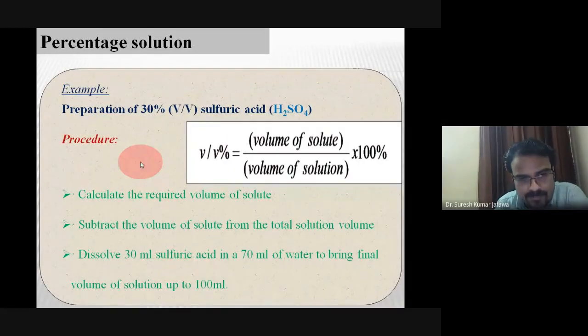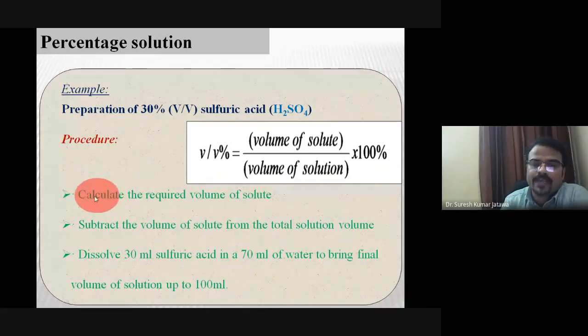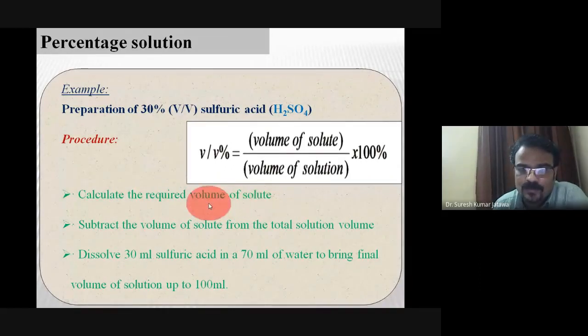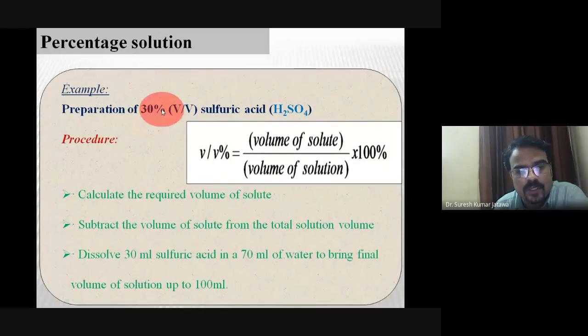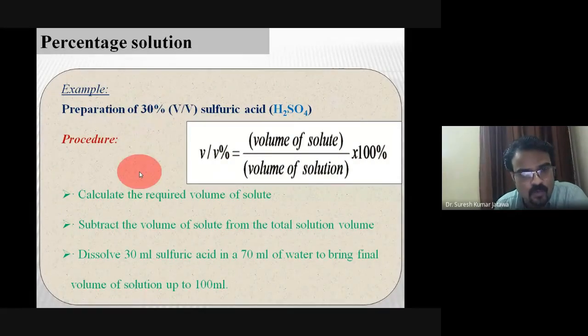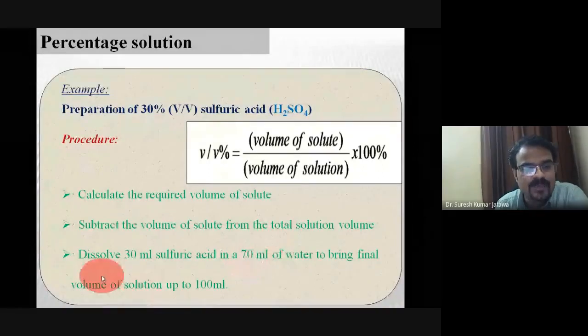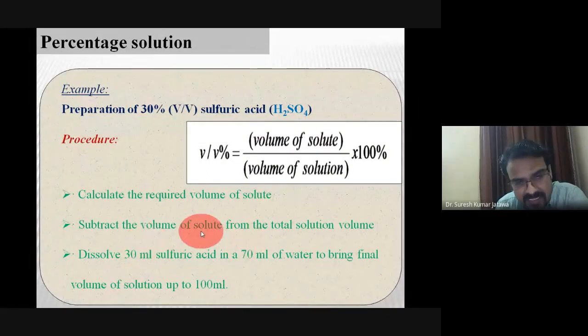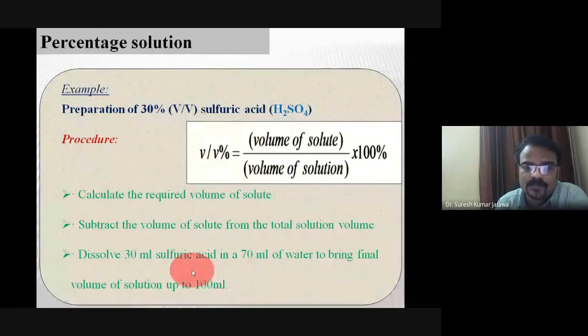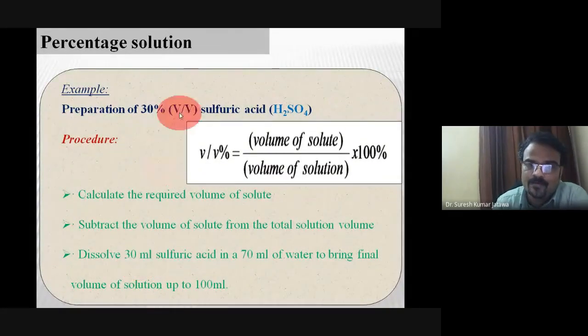Here I have described it in detail. First you calculate the required volume of the solute. You require 30% volume by volume. When you calculate it, it comes to 30 ml. When you subtract 30 ml from 100, total percent 100, it comes to 70 ml. So 70 ml is your solvent, 30 ml is your solute. When you dissolve and mix this, you get a total volume of 100 ml. Then this 100 ml final volume of solution has 30% volume by volume.